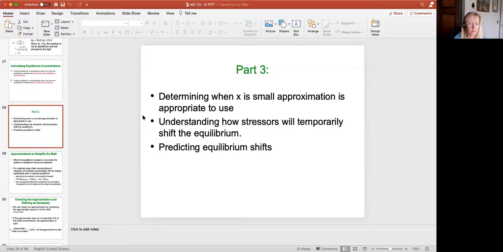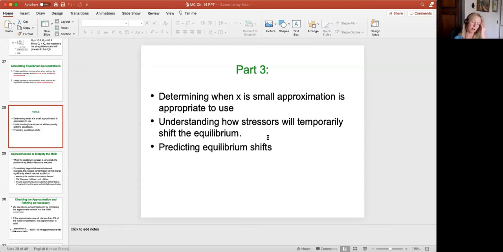Here are our objectives. We're going to look for a shortcut, which everybody wants, right? So we're going to determine when you can use this x is small approximation. We're going to look beyond systems that are at equilibrium and what happens to systems when you stress them at equilibrium. This is called Le Chatelier's principle.